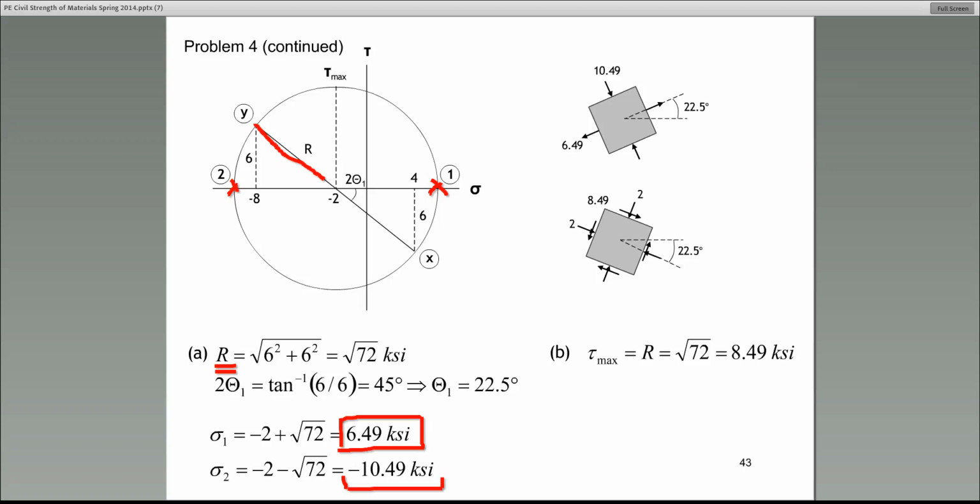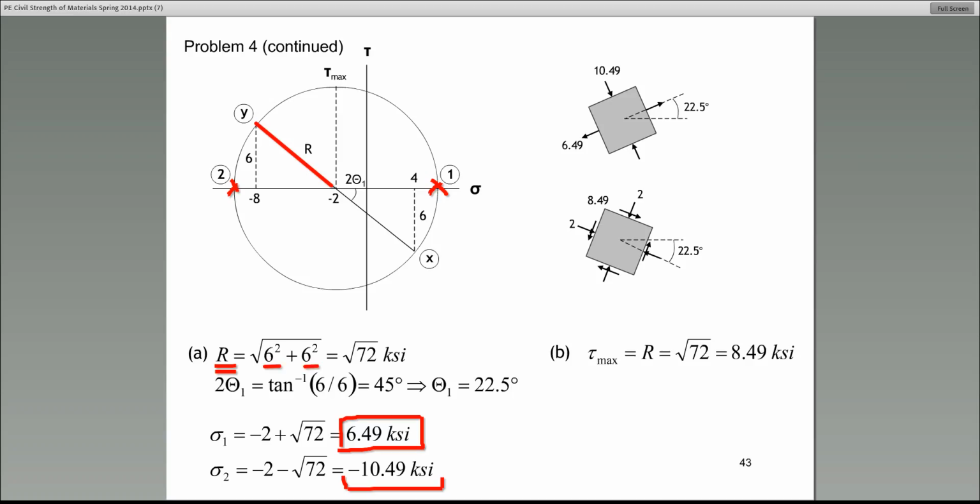Let me see if I can erase that. And here it is. This is the radius of the circle. This is the radius of the circle, and this is the hypotenuse. And you see what I did? Square root of 6 squared plus 6 squared.